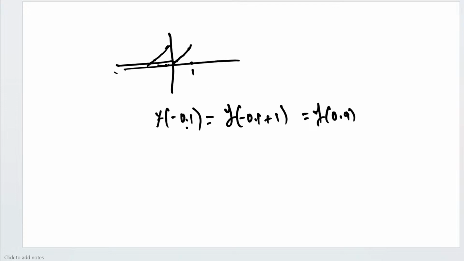Agreed? f of minus 0.1, the point is not here, the point is actually here. So that's why this is still periodic. f of minus 0.1 should match with f of 0.9, not 0.1. The point minus 0.1 is 1 unit away from 0.9, not from 0.1. It is just 0.2 units away from 0.1, right? So from here to here it is only 0.2 units, but from here to here it is 1 unit, right?